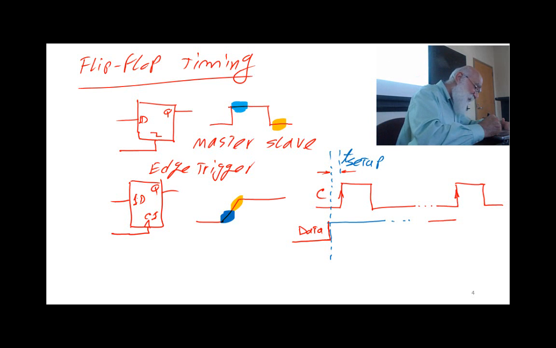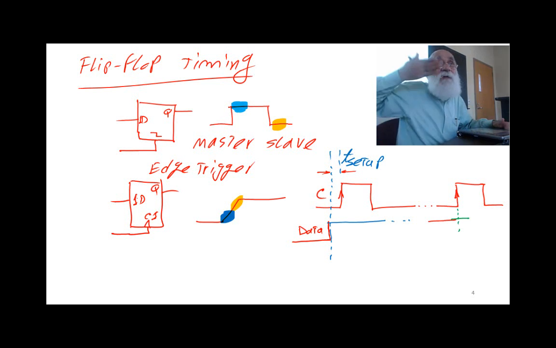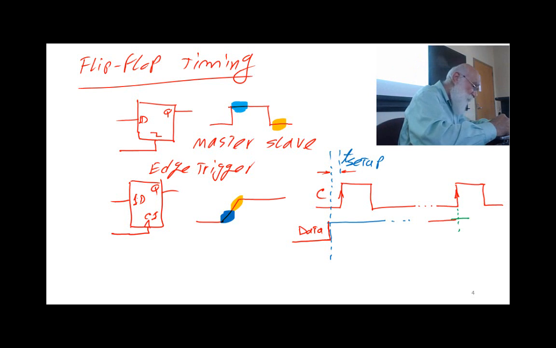What it means is this new data that was just captured on the edge of the clock cannot just change immediately after the edge of the clock. Okay? Actually, you have to allow a hold time. And therefore, T hold.